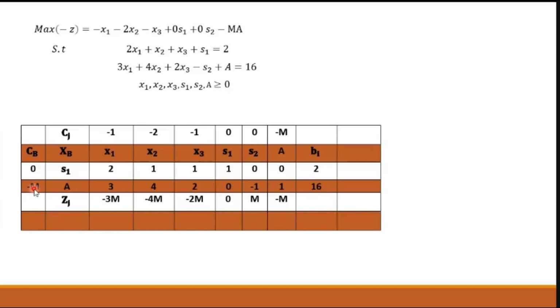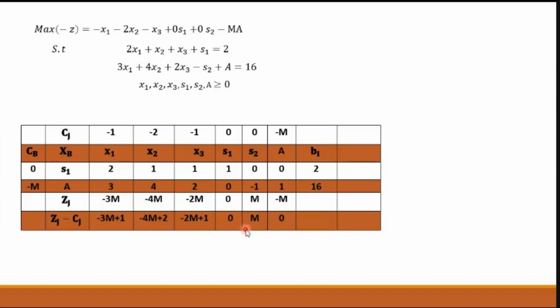Okay. Now last will be Zj minus Cj. Zj minus Cj: minus 3m plus 1, minus 4m plus 2, minus 2m plus 1, 0 minus 0, 0, m minus 0, m minus m, that is 0. अगेन 0 आ रहा है, चेक कर लो. There are two variables here, and corresponding to those two variables, Zj minus Cj has to be 0.